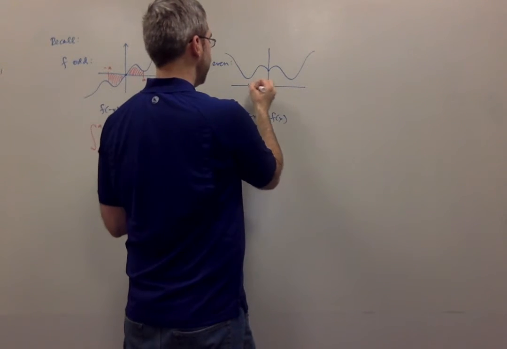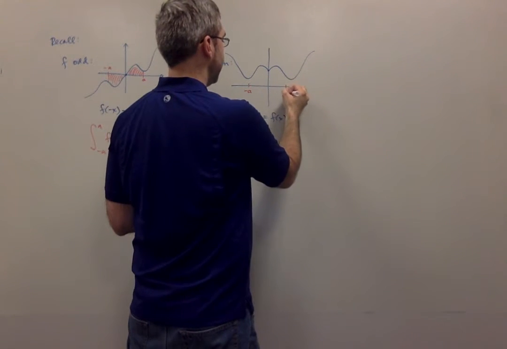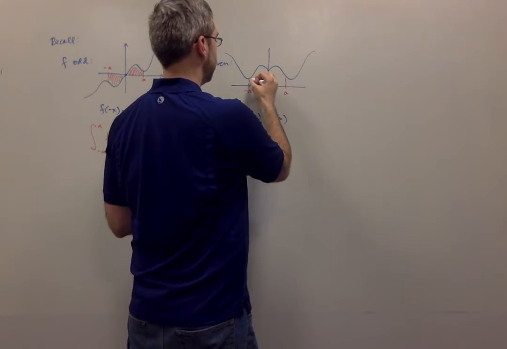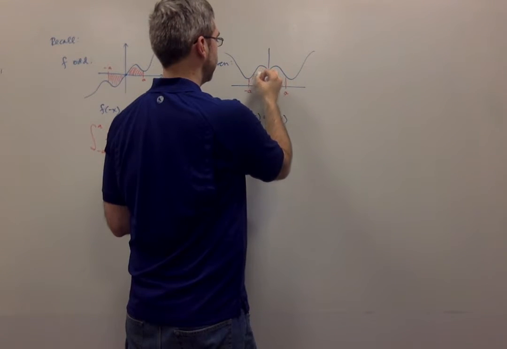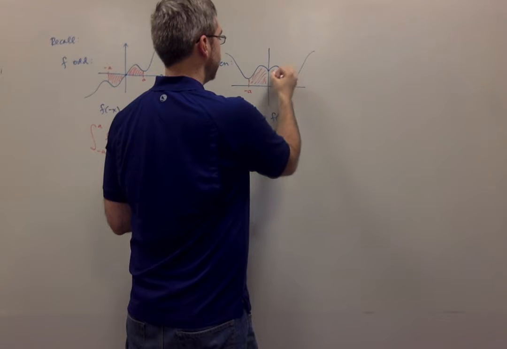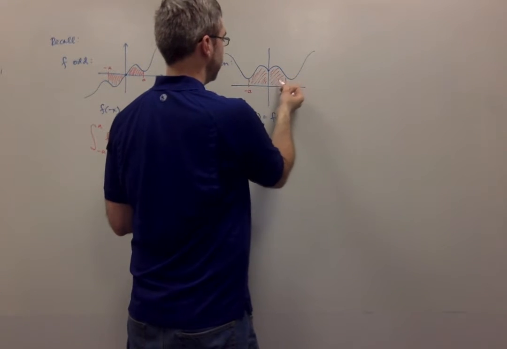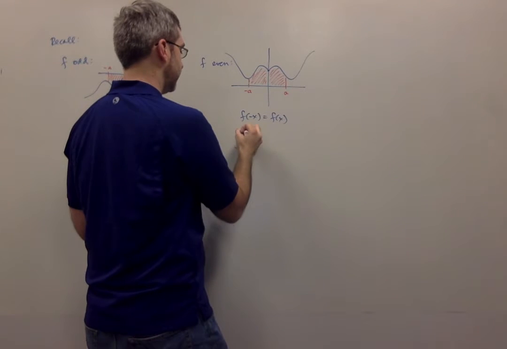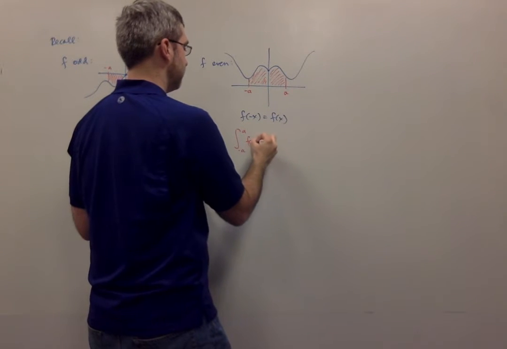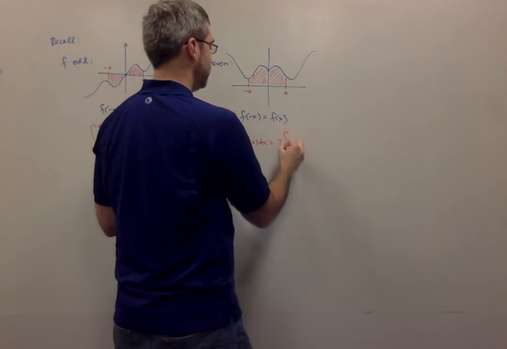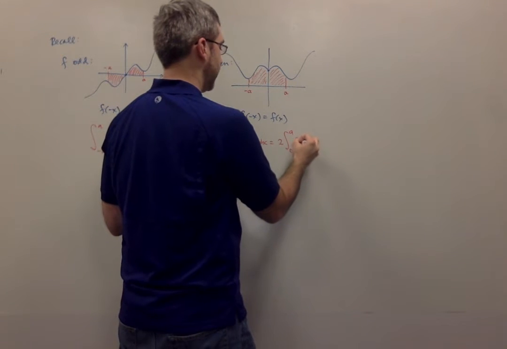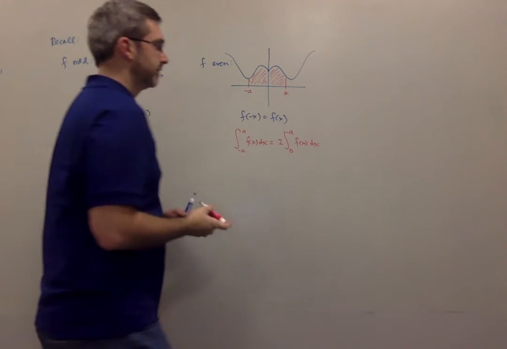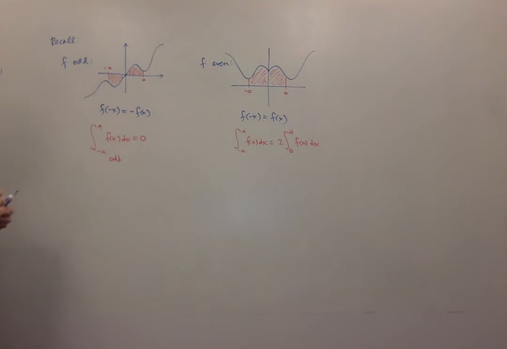Whereas over here, if I go from negative a to a, it's not going to cancel out. If this side's positive, this side's also going to be positive, but you'll notice that going from negative a to a is really just 2 copies of going from 0 to a. Can you see that visually?